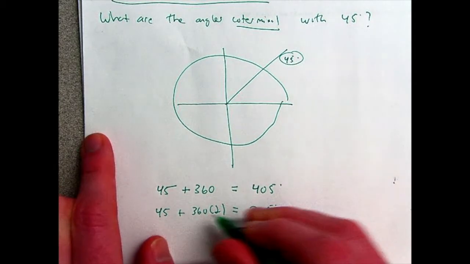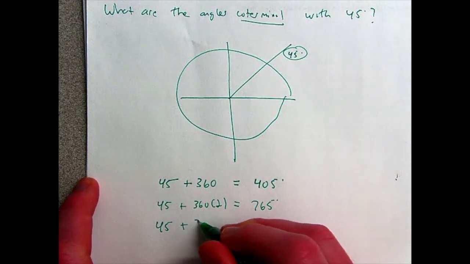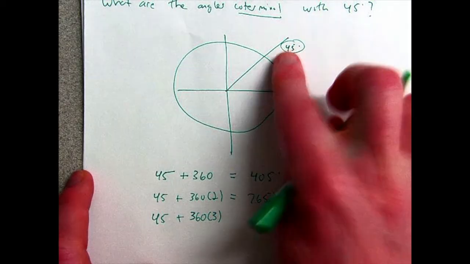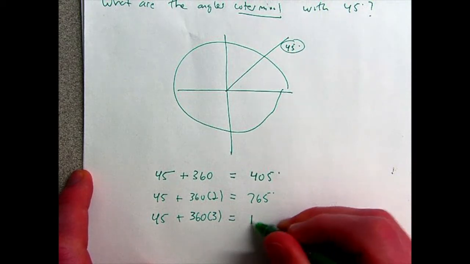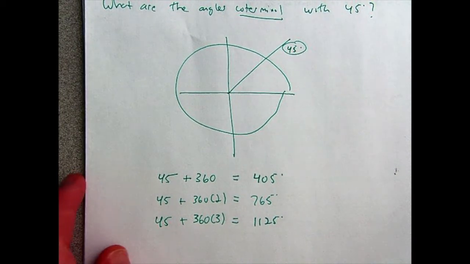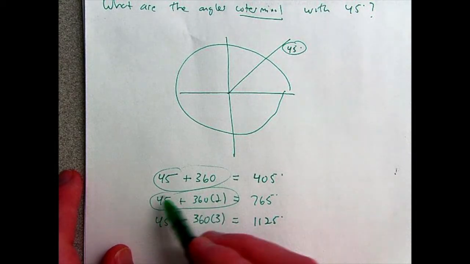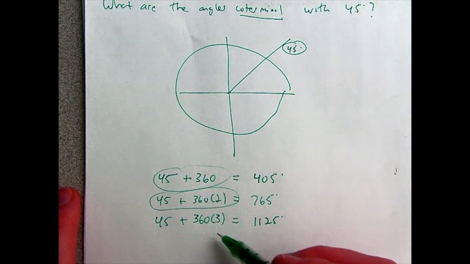And why stop at 2 full rotations, right? We could just as well add 3 copies of 360. We could add 3 full rotations to this angle, and it would be sitting in the same place, and that happens to be 1125 degrees, okay? Now what I want you to notice is the similarity between these expressions, 45 plus 360, 45 plus 360 times 2. There's a lot of similar structure in these expressions.